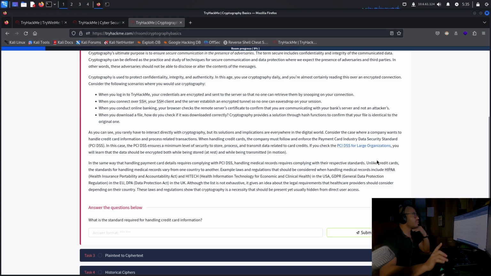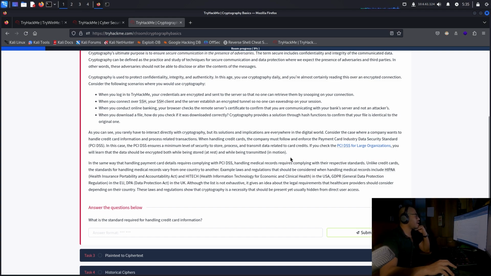As you can see, you rarely have to interact directly with cryptography, but its solutions and implications are everywhere in the digital world. Consider the case where a company wants to handle credit card information and process related transactions. When handling credit cards, the company must follow and enforce the Payment Card Industry Data Security Standard, PCI DSS. This standard ensures a minimum level of security to store, process, and transmit data related to credit cards. If you check the PCI DSS for large organizations, you will learn that the data should be encrypted both while being stored at rest and while being transmitted in motion.